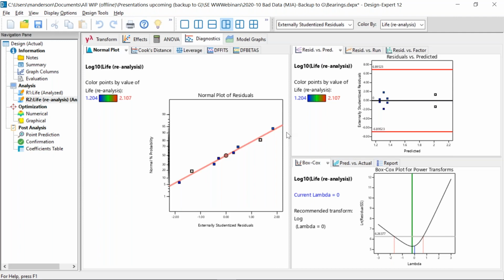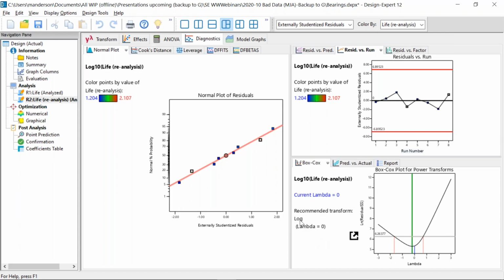Now, when we do the diagnostics afterwards, we see everything is great in terms of having a lineup of residuals on the normal plot. There's no megaphone pattern on residual versus predicted anymore. The residual versus runs are within the red line, and we're in the zone on the Box-Cox.